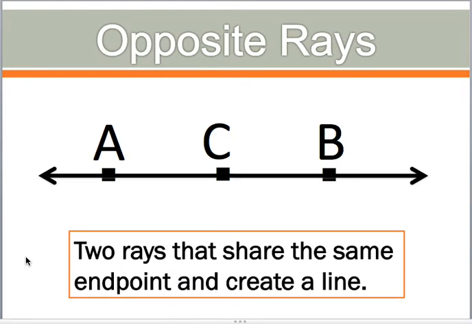Now, opposite rays. Opposite rays are 2 rays that share the same endpoint and create a line. So what we have is ray CB, so it starts at endpoint C and extends forever towards B. And then we also have ray CA, and ray CA extends in the opposite direction as ray CB.